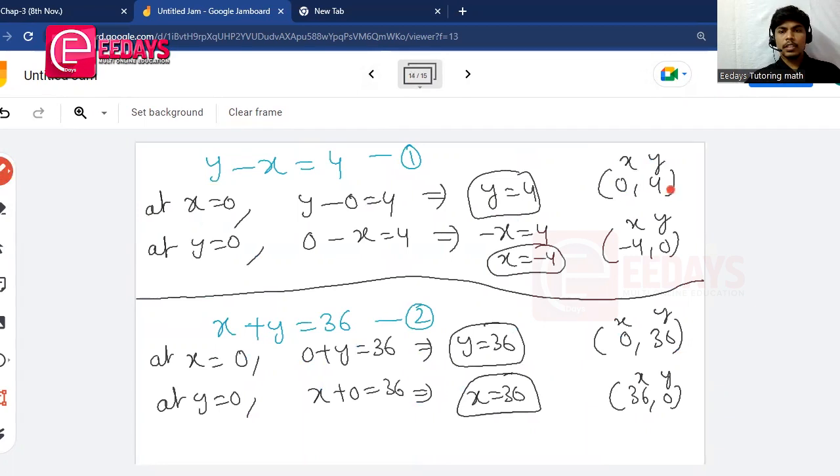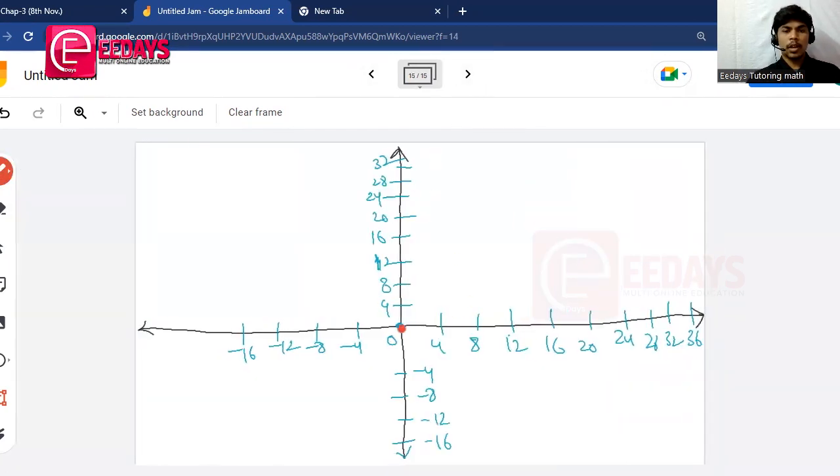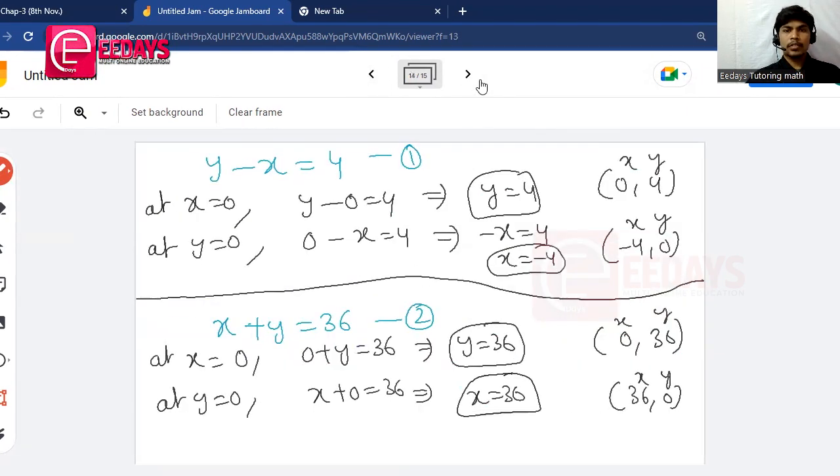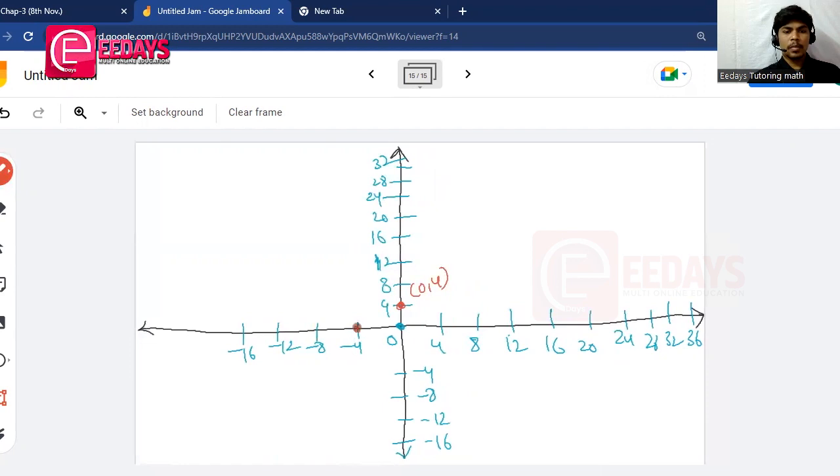First graph, 0 comma 4 and minus 4 comma 0. 0 comma 4 lies here, and minus 4 comma 0 is located here, because the y coordinate is 0. Once again, 0 comma 4. Okay, let's draw the graph.